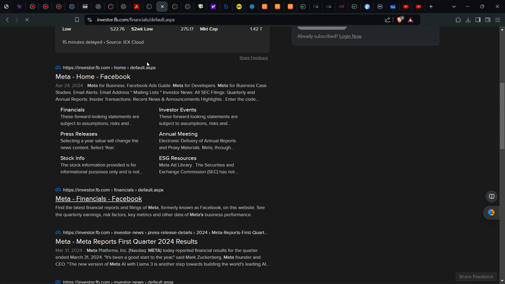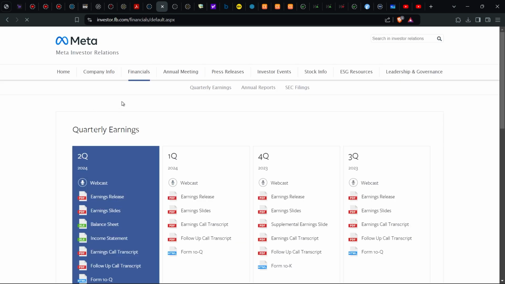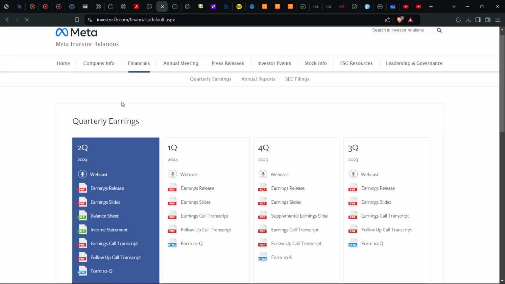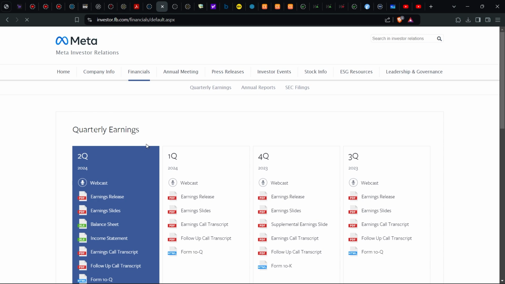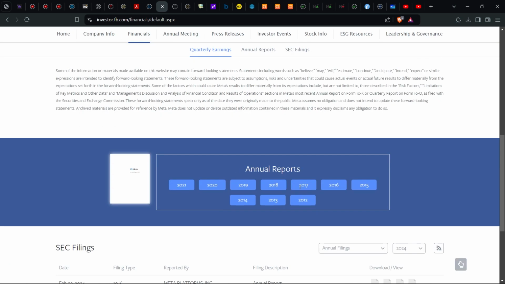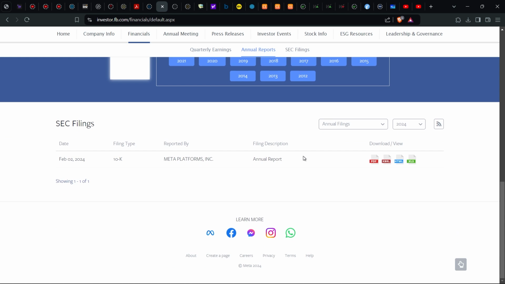Investors. Yeah, you can see here this website has split them better because it's been split into quarterly earnings, and you can go to annual reports or annual filings, 10K. So yeah, this is the one we want. Let's check the PDF.